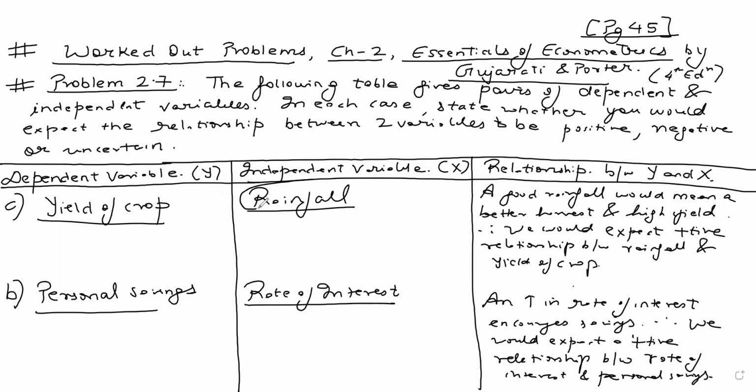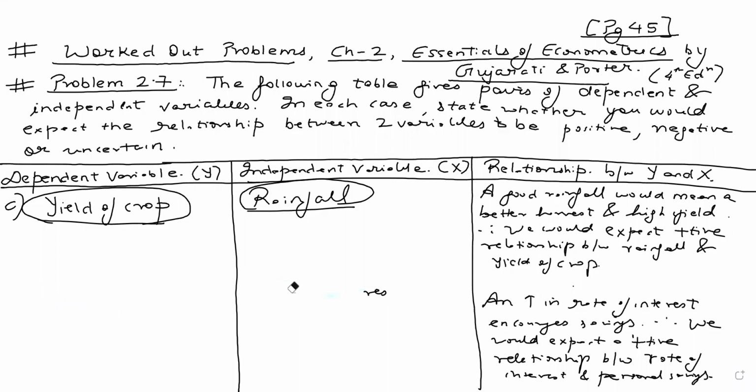I always write the independent variable first and then I write the dependent variable. But guys, the order doesn't matter. You can even write positive relationship between yield of the crop and rainfall. That's completely up to you. I always have the practice of writing the independent variable first and then the dependent variable. Okay. So hoping students have understood this. Okay. Then we can look at the next part.